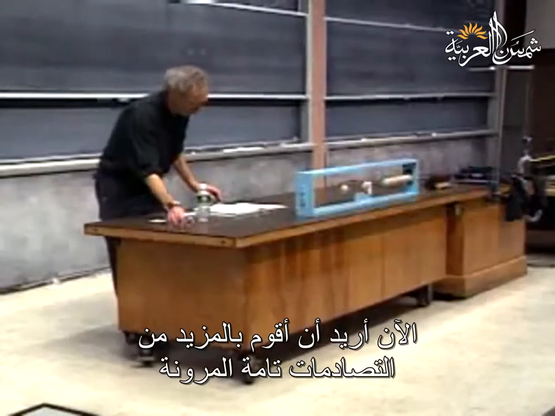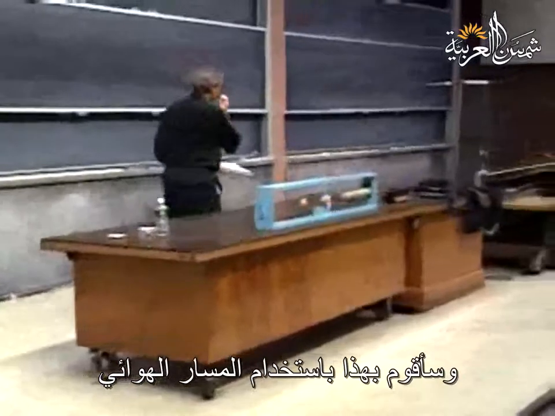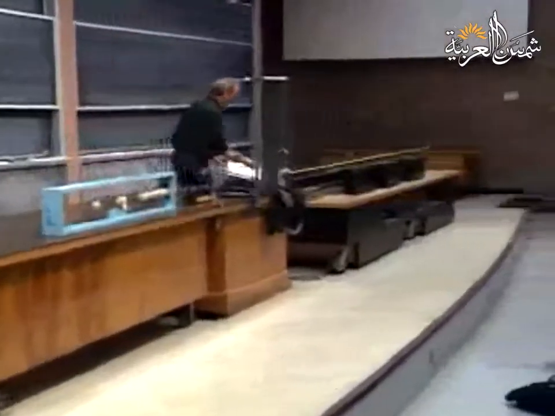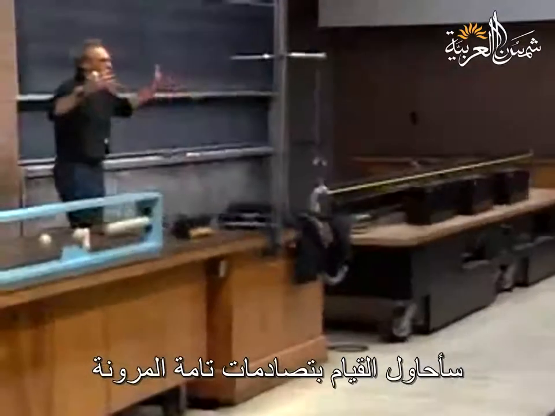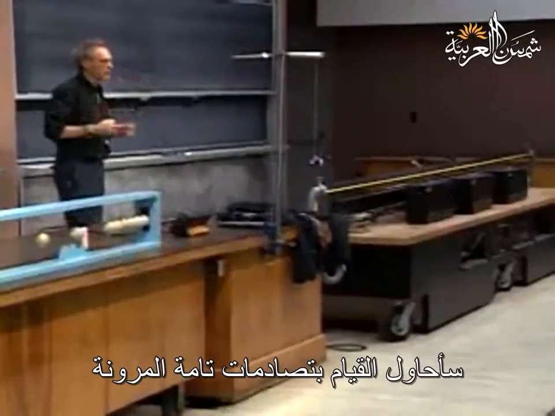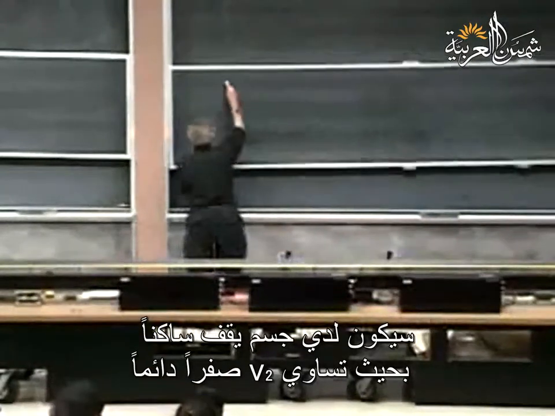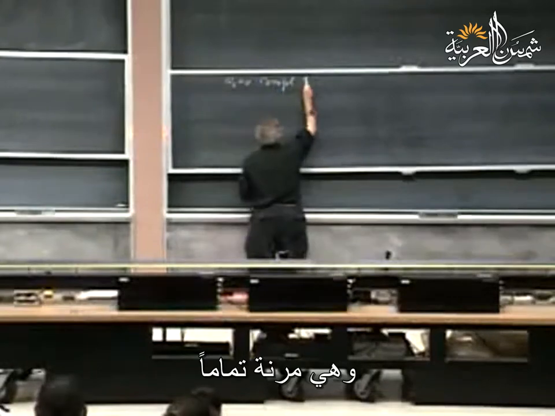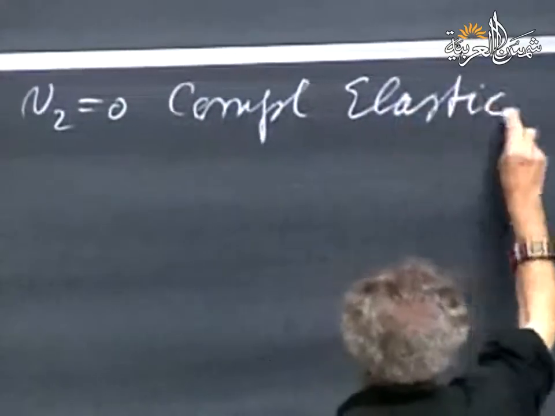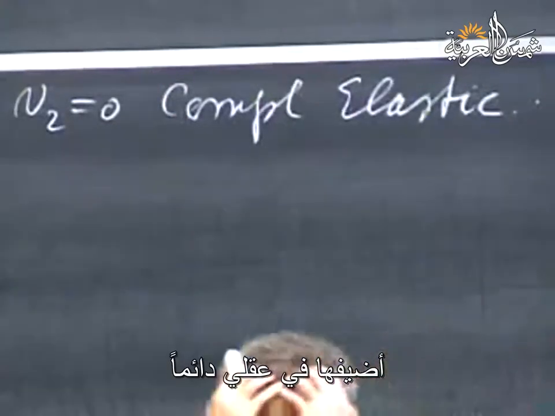Now I want to do more completely elastic collisions, and I'm going to do that with the air track. I'm going to try to make completely elastic collisions. That's not so easy. I will have one object stand still. So always V2 equals 0. And they are completely elastic. Kinetic energy is conserved. This word completely is not necessary. I always add it in my mind.